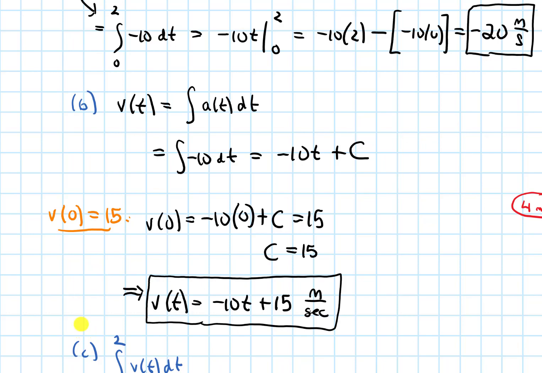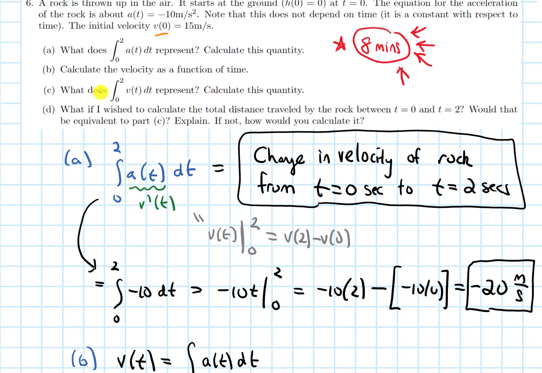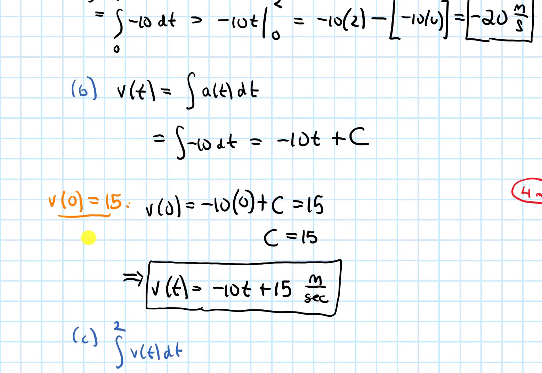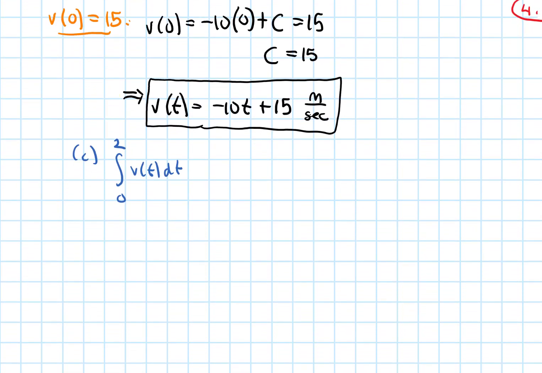Okay, part C of this question says, well, what does the integral from 0 to 2 of velocity represent? And calculate it. So this is going to be similar to A. Velocity is the derivative of position. So when I take a definite integral of the rate of change of something, this is the rate of change of position, that's going to be the net change in that original quantity.